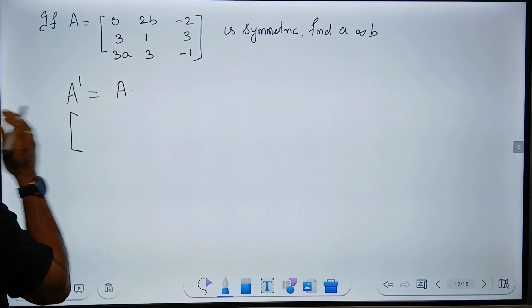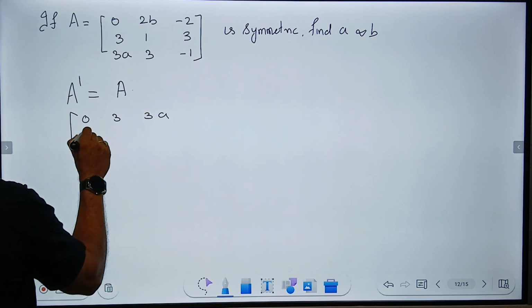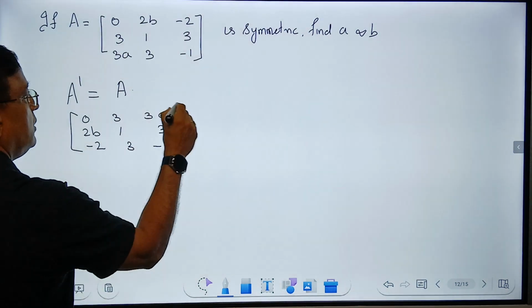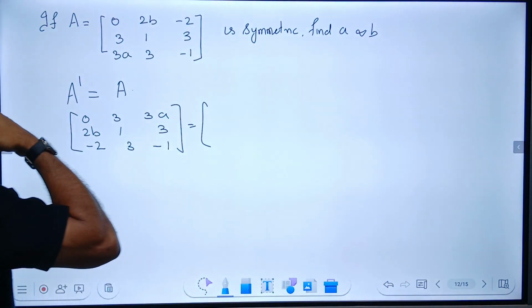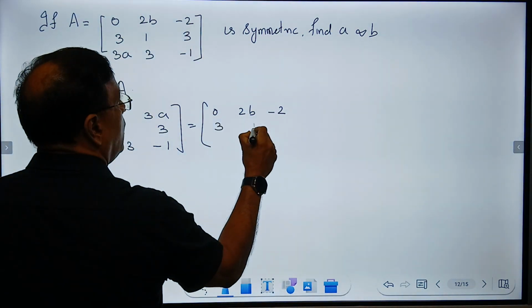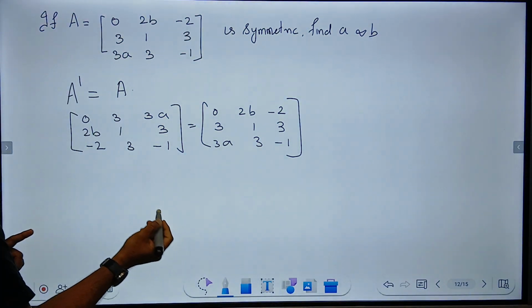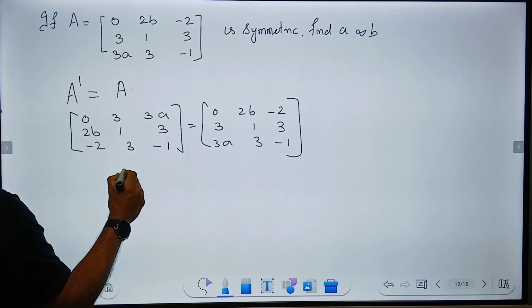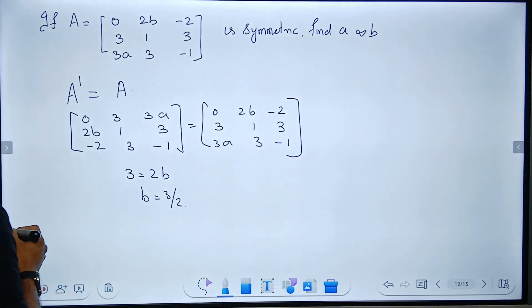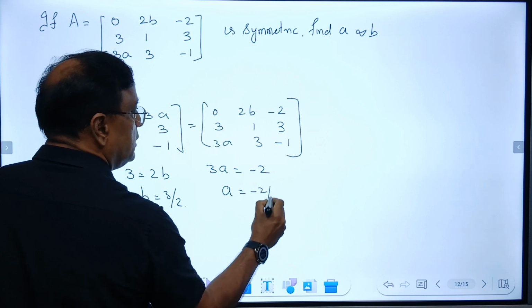So what is A transpose? A transpose will be 0, 3, 3A, 2B, 1, 3, minus 2, 3, minus 1, equal to A. What is A? A will be 0, 2B, minus 2, 3, 1, 3, 3A, 3 and minus 1. By equality of two matrices, what do you get? You get 3 equal to 2B, therefore B equal to 3 by 2. And 3A equal to minus 2, A equal to minus 2 by 3.